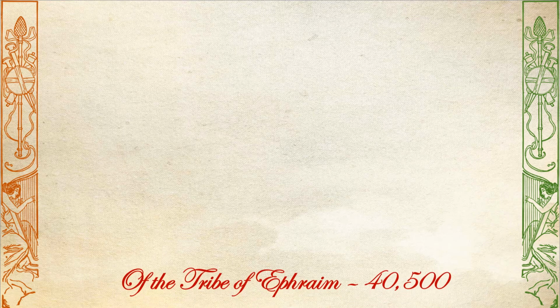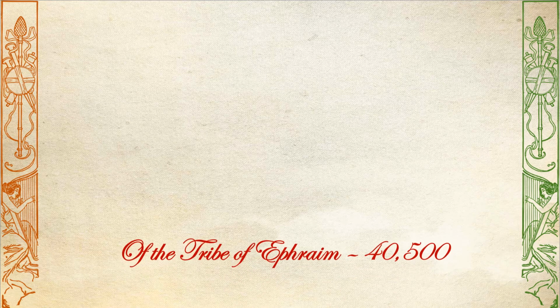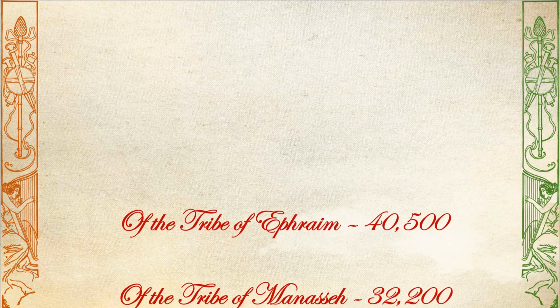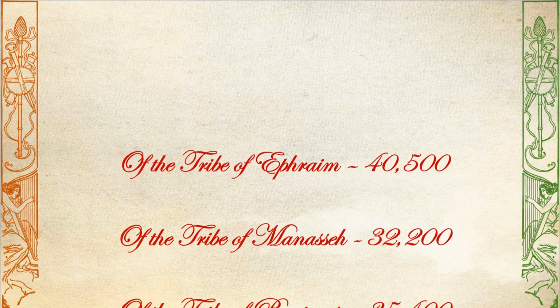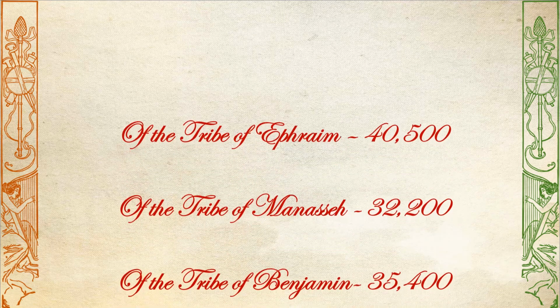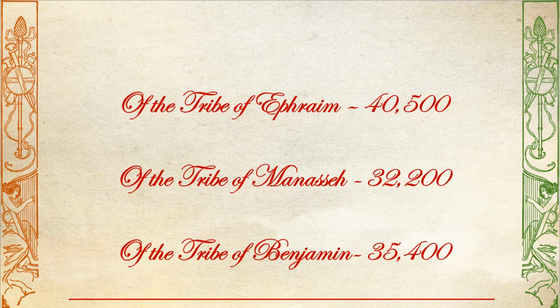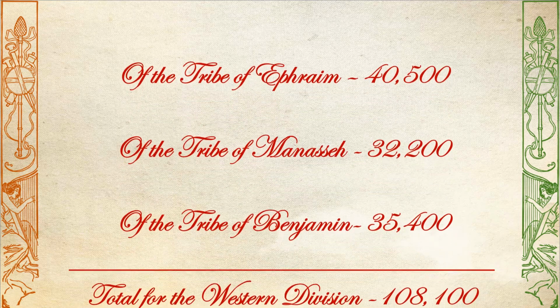The number of each tribe in the Western Division was: the tribe of Ephraim, 40,500, the tribe of Manasseh, 32,200, the tribe of Benjamin, 35,400, and the total 108,100.